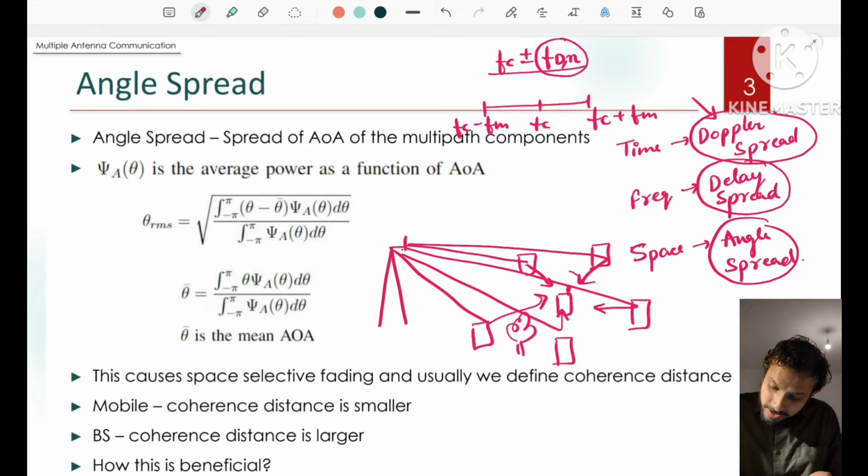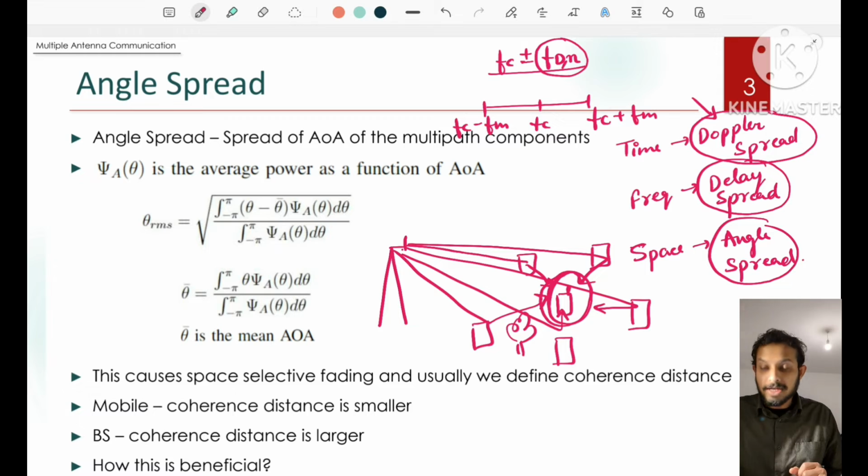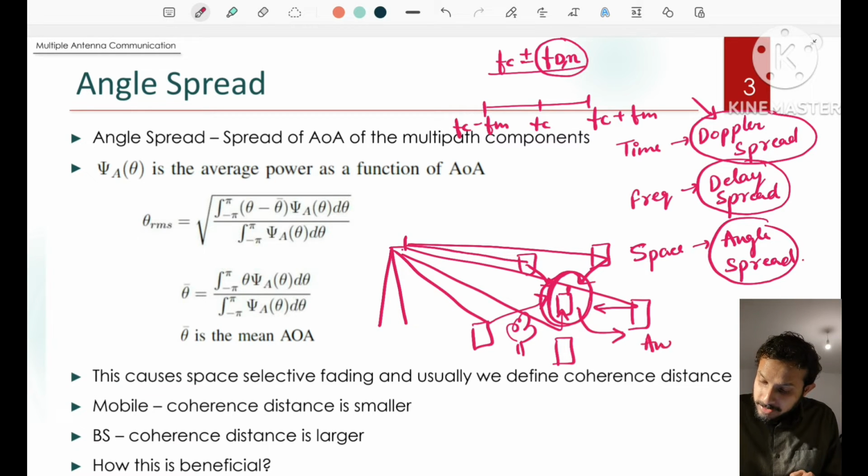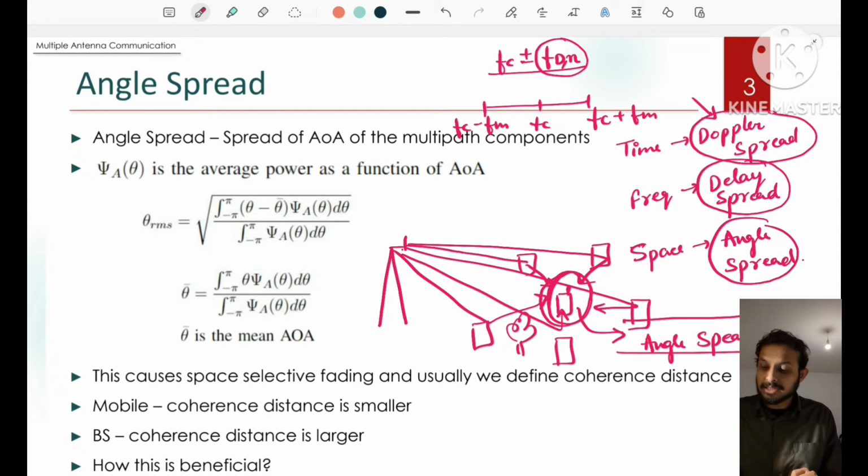So as a result, what ends up at the receiver at the mobile is the spread of angle of arrival of the multipath components. And this is what we call angle spread, the spread in the angle of arrival of the multipath components. And since here the spread is coming from all the directions, that means we have a huge spread. If the components are coming from some direction, the spread would be less.